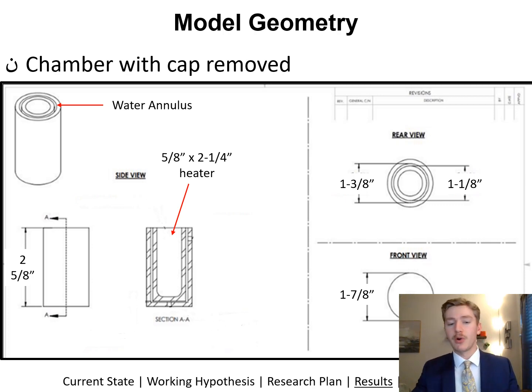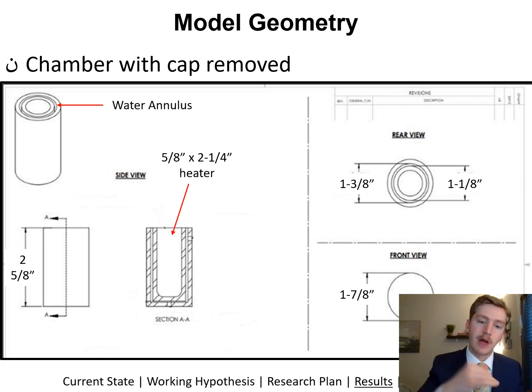Below is a drawing of the model geometry used in the CFD study. Again, the center core is where the heater would go and where the heat is supplied, which is surrounded by a metal sheath, and there's an annulus around that, completely surrounding the sheath, and which is all encapsulated by a shell.